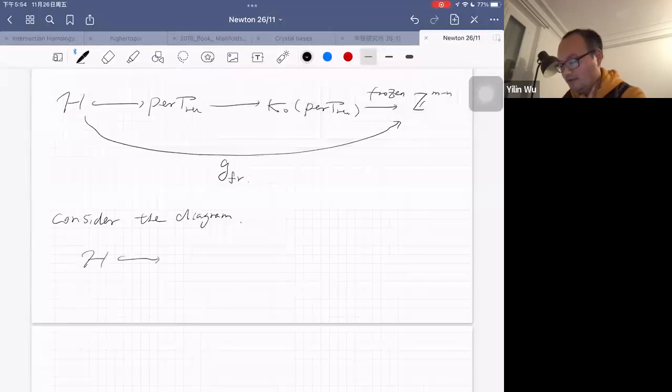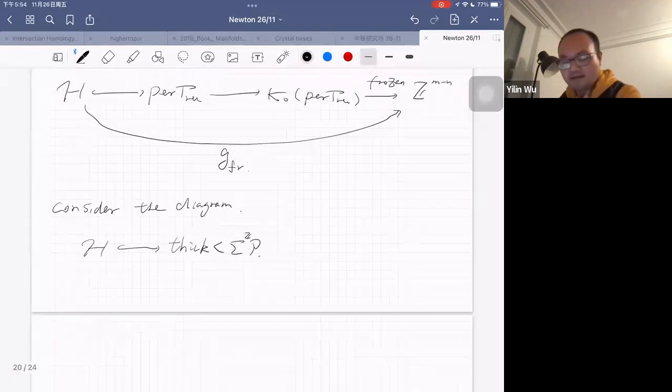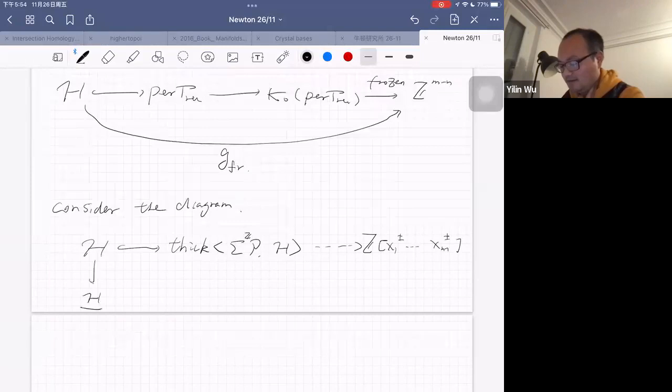H is embedded into the subcategory generated by P, the shifted by P and the Higgs category. We also have this map. And then this is the quotient. This is equivalent to the cluster category defined by Plamondon.